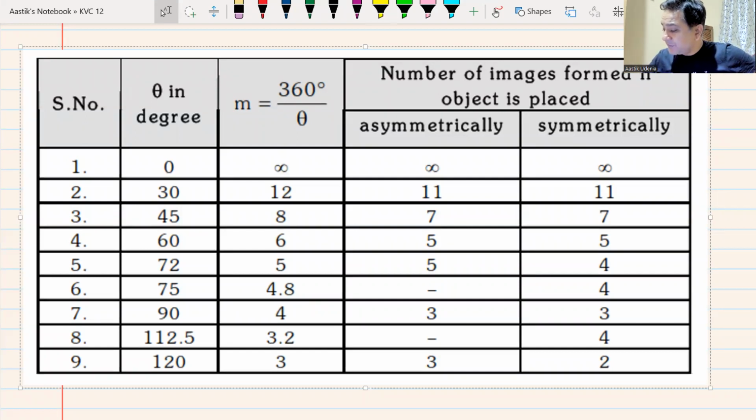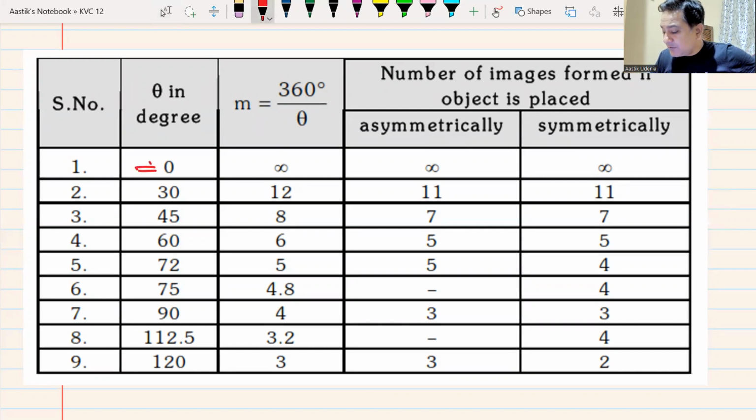If the angle is 0, that means both the mirrors are parallel. Everyone knows the answer, right? This is not defined, so you will have an infinite number of images. If theta is 30 degrees, you divide 360 by 30 and it's 12, an even number. No matter whether you place it asymmetrically or symmetrically, it will be equal to n minus 1. So you will have 11 images.